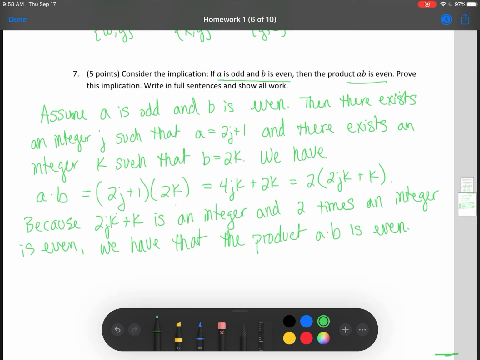All right, so remember what we did here. We clearly stated our assumptions, and then we went from there using our definitions of odd and even. We multiplied them together, again pulling out a 2 to make sure that we show that AB is even, and then we just write a final sentence to conclude.